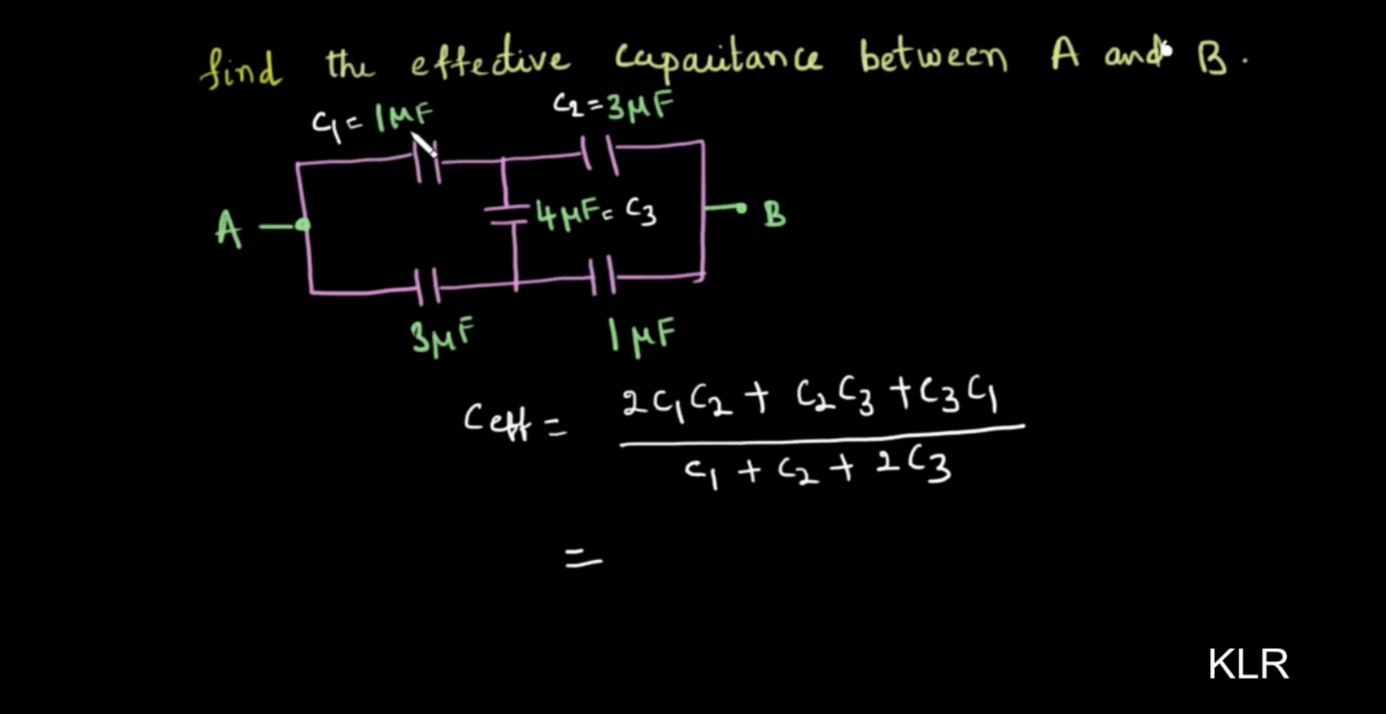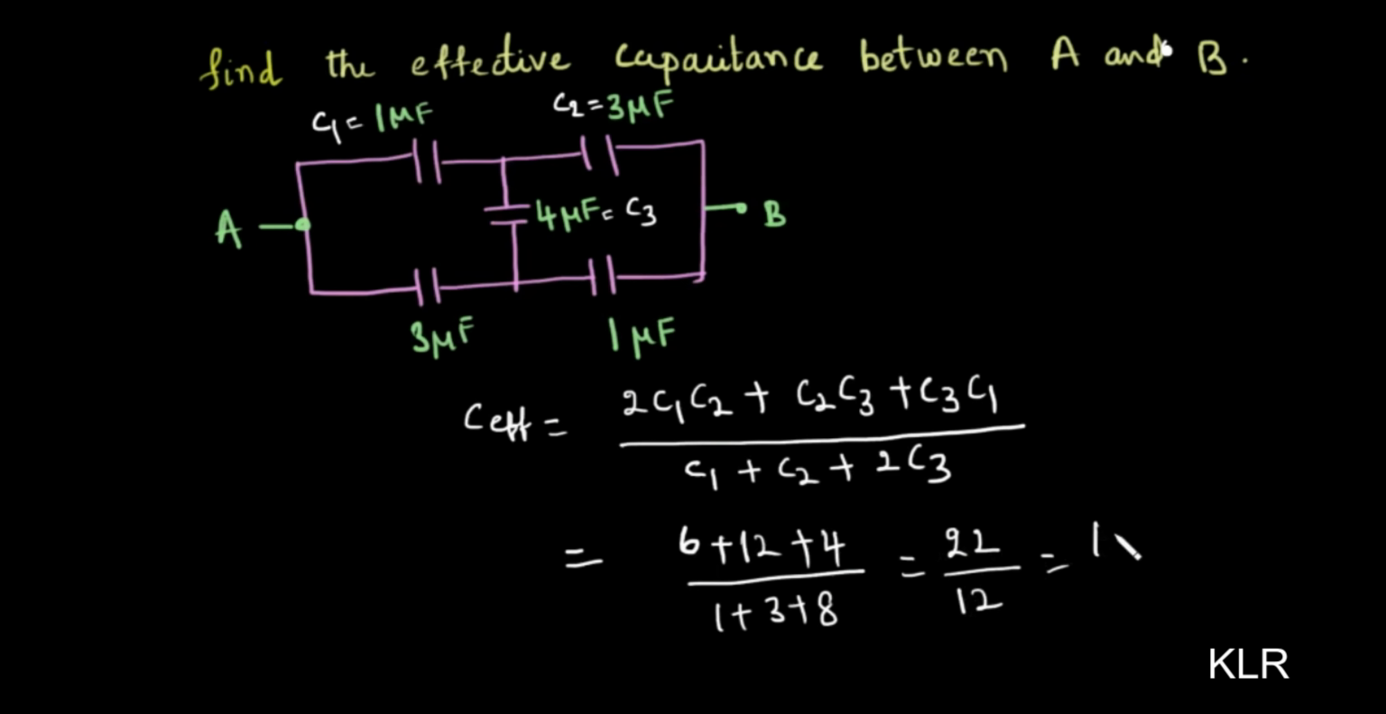2 into C1 C2, so 2 3s are 6, plus C2 C3, 3 4s are 12, plus C3 C1, 4 1s are 4, by 1 plus 3 plus 2 C3, so 2 4s are 8. So that is equal to 22 by 12, that is equal to 11 by 6 microfarad.